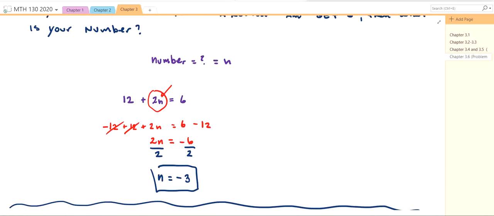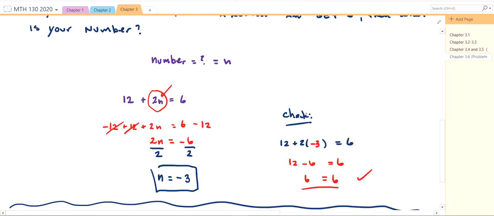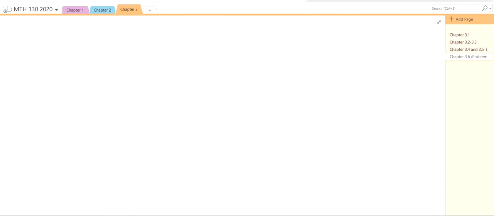Of course, if we're doing a test, I probably want to check this. So let's check by putting back in our original equation. 12 plus 2 times n equals 6. Let's stick in here minus 3. See what we get. 12, 2 times 3 is 6. Positive times negative is negative. So 12 minus 6 equals 6. And that actually does equal 6. So, okay. See, it doesn't take you that long to check your answer. And checking your answer is a good thing to always do.